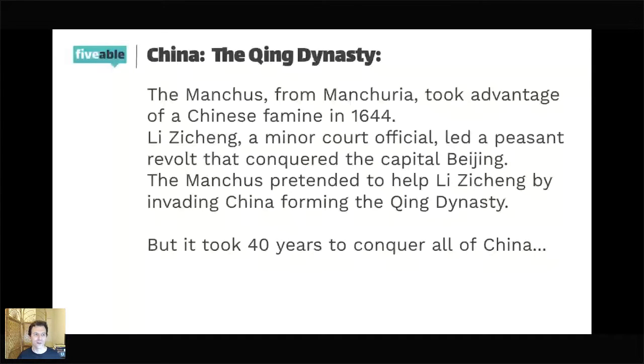A minor court official, Li Zicheng, leads a peasant revolt. And the Manchus go, oh, great, you took Beijing, fantastic. We'll invade and pretend to back you up. This invasion forms the Qing Dynasty. Now, it's going to take 40 years to conquer all of China. So understand, just like the Mongols under Kublai Khan, the Qing Dynasty under the Manchus is not going to occur all at once. It's going to be a successive series of battles pushing south and to the west.